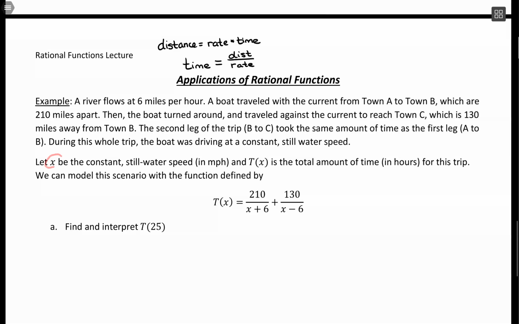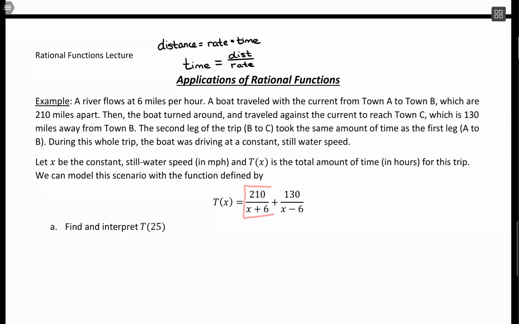So we're letting x be this constant still water speed of the boat, so without the effect of the current, and then t of x is the amount of time in hours for this trip. So it's modeled by this relationship. What I wanted to point out in terms of this time equals distance over rate is that this t of x is calculating the total time.